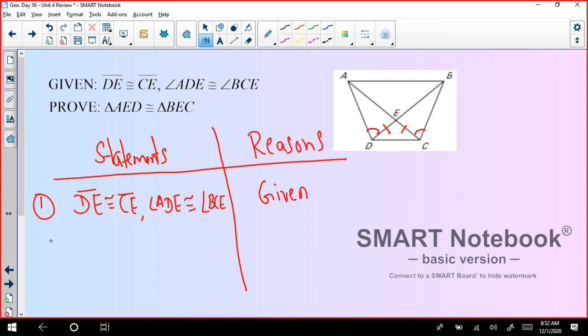The next step, angle ADE is your angle and this is your side. But I can have this particular angle congruent, right? Vertical angle pair. I can have these two angles congruent, that is angle AED and angle BEC.